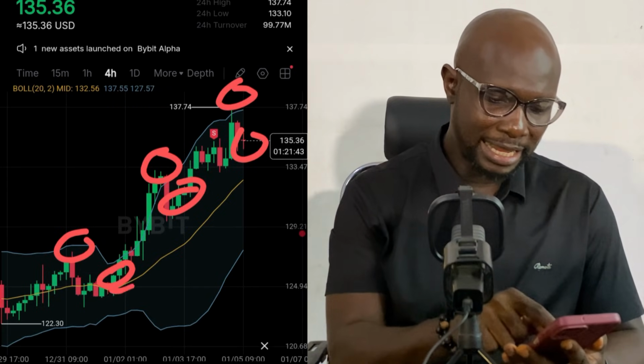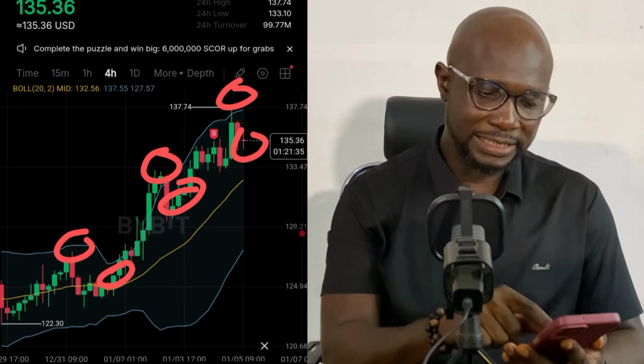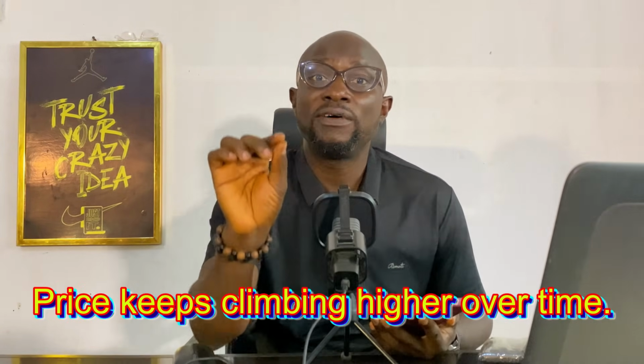And if you check this higher low, this one is low compared to this one. This one is also low compared to this one, which is an uptrend. Both the higher highs and the higher lows are going up, step by step. That is an uptrend, its swing highs and swing lows are going up. This means price keeps climbing higher over time. So if you come for spot trading, you have the opportunity to look for buy setups. And if you are into futures trading, then you have the opportunity to look for long setups.